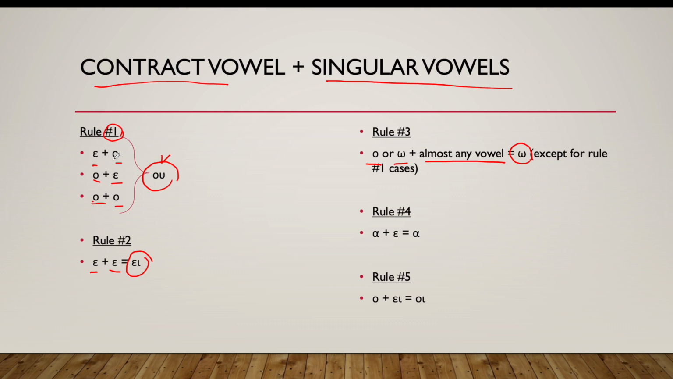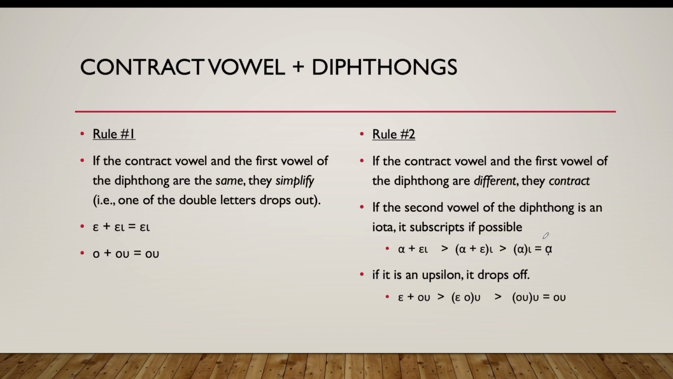So these combos of omicron and epsilon. Okay. Rule number 4, an alpha plus an epsilon results in an alpha. Rule number 5, an omicron plus an epsilon iota results in an οι, okay? So again, it's almost like this omicron epsilon combines to an ο, and you get the iota on the end, okay? So this is when you encounter singular vowels.